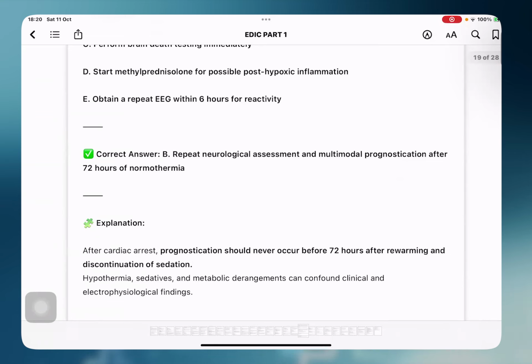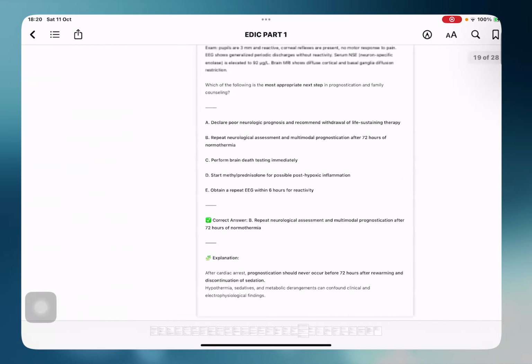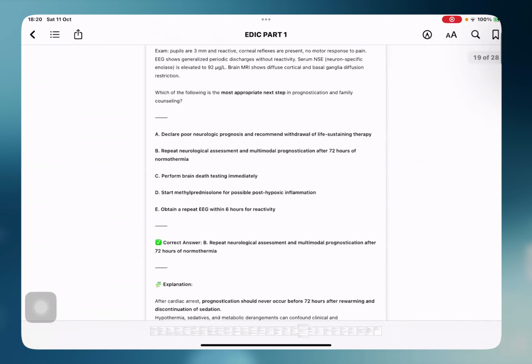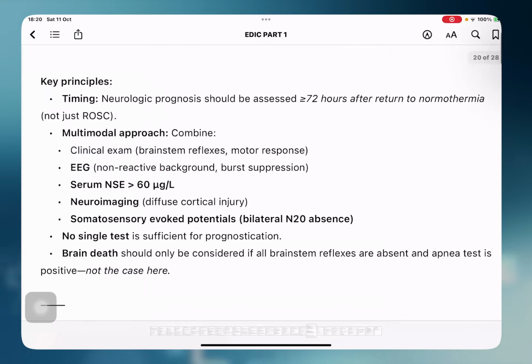Hypothermia, sedatives, and metabolic derangements can confound clinical assessment, so wait 72 hours after return to normothermia. Not just that, you have to use clinical exam to assess reflex and motor response, EEG, and serum NSE of more than 60 micrograms per liter, and imaging. No single test is sufficient for prognostication.